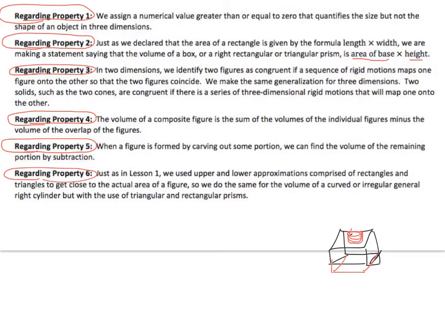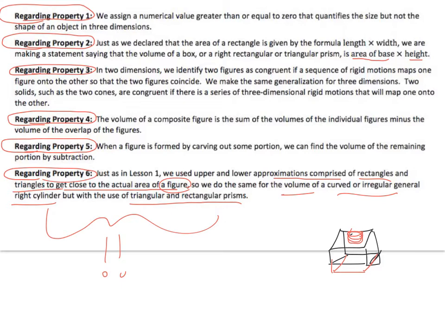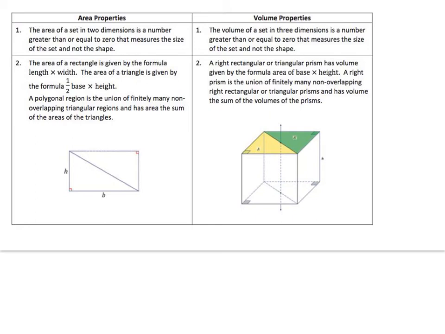Regarding property 6, just as in lesson 1, we use upper and lower approximations comprised of rectangles and triangles to get close to the actual area of a figure. We do the same for volume of curved or irregular general right cylinders, but with the use of triangular and rectangular prisms. This is going to be the sort of crazy part of the lesson, that whole approximation thing, okay? So let's get into this. We've got all the properties that we just talked about with words. Now we have pictures. Area and how it relates to volume.